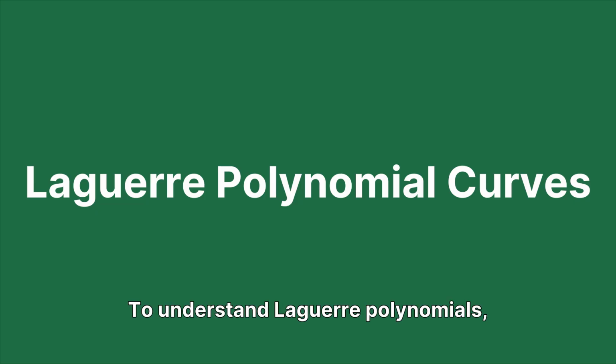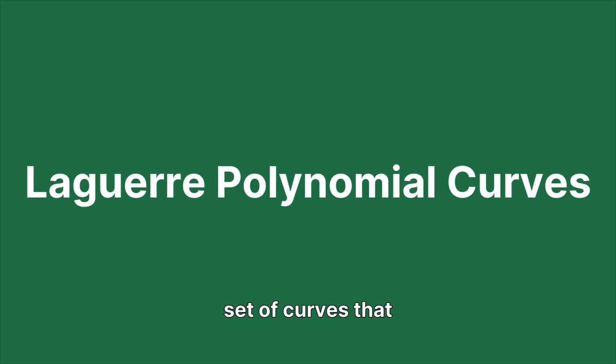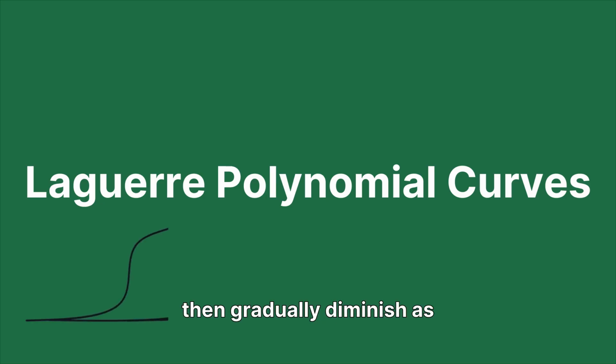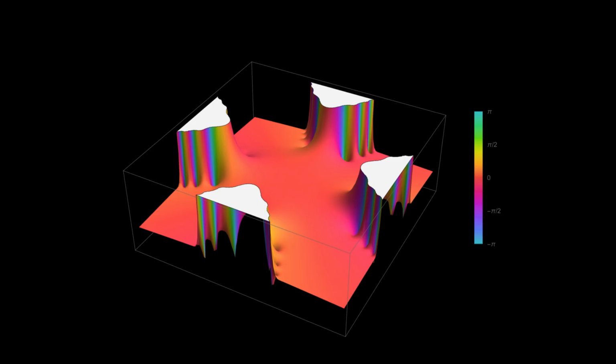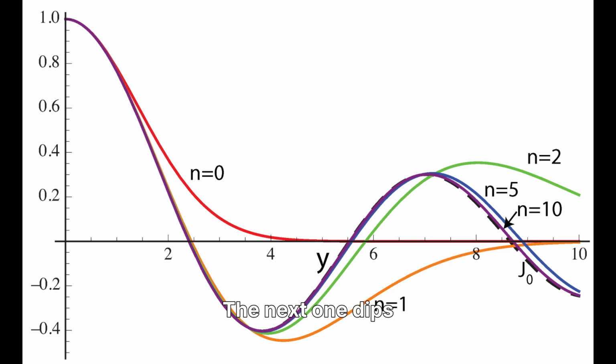To understand Laguerre polynomials, you can picture a set of curves that all begin at the same starting point and then gradually diminish as you move to the right. Each polynomial represents a different level or mode of how something fades out. The first one is very simple and slopes downward smoothly. The next one dips and rises a bit before fading. The next has more humps or oscillations. Higher ones contain more bumps, but still eventually decay to zero.